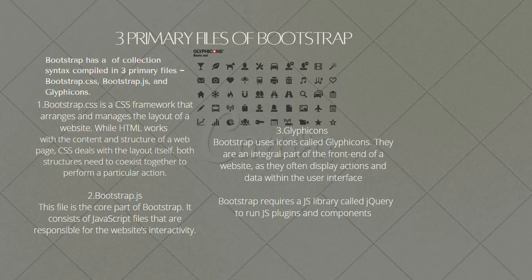We can see the leaf, the door, the human head. These are Glyphicons that are used to display actions. These are just a few pictures of them. There are so many. There is an inexhaustible list of Glyphicons included in Bootstrap. Now, Bootstrap requires a JS library called jQuery to run JS plugins and components. This is just a tip to have at the back of your head.